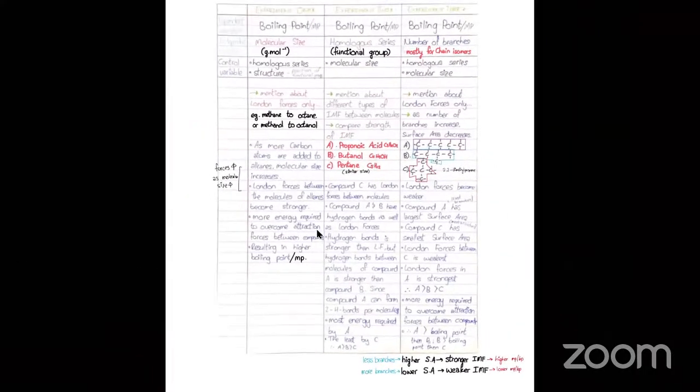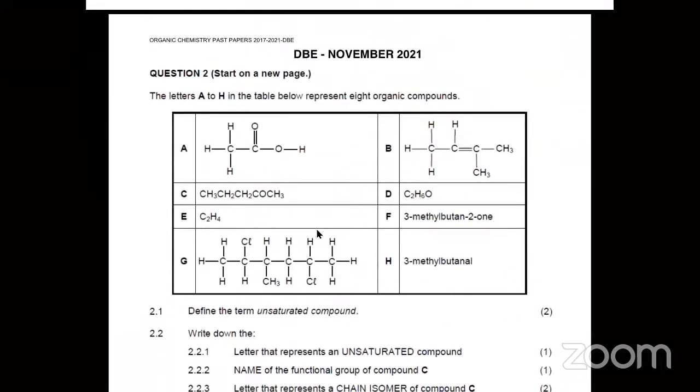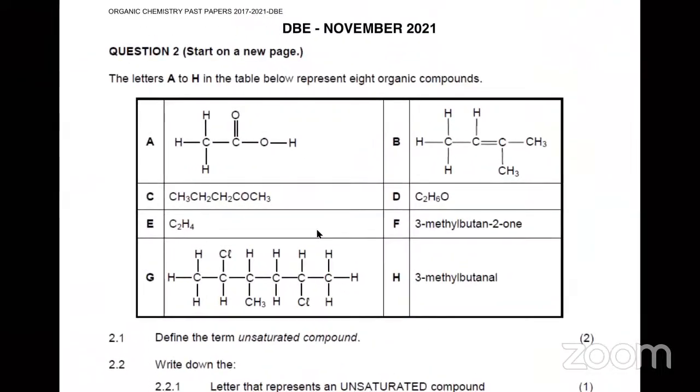Let's have a look at a question. We'll start off with the November 2021 paper, and we're just going to answer it rapid fire. The letters A to H in the table below represent 8 organic compounds. 2.1. Define the term unsaturated compound. Someone tell me quickly. I think the Zoom is a bit delayed, but it's fine.